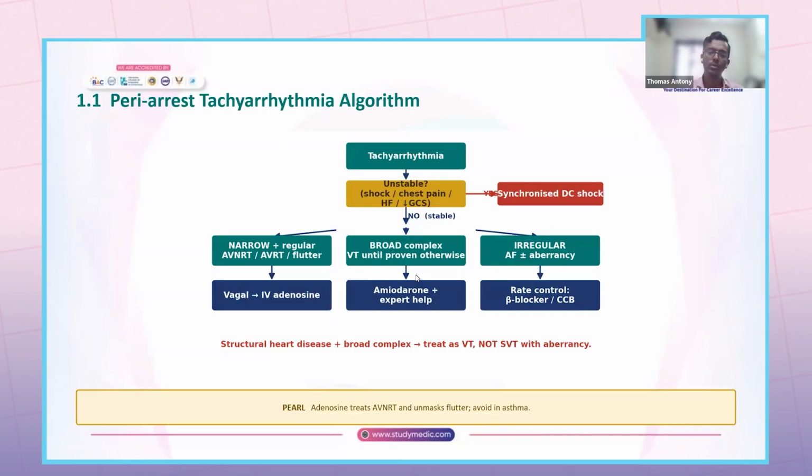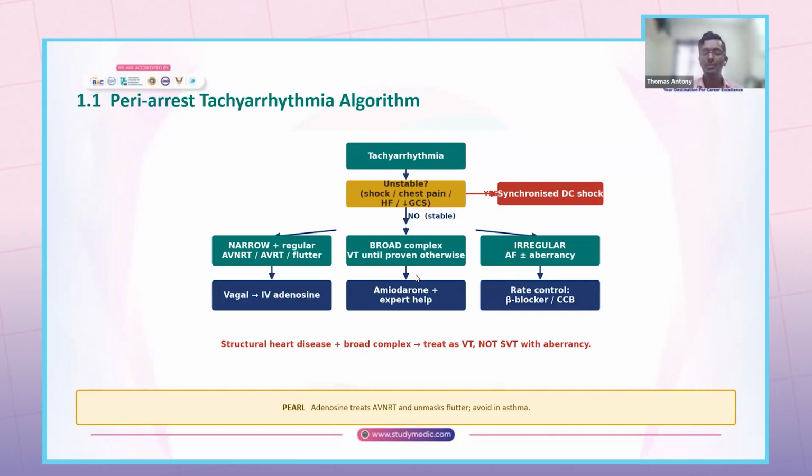Okay. So if it is a broad complex, we know this is ventricular, so VT until proven otherwise. So we have amiodarone, and we have to refer the patient for expert help. Now, if it is irregular, then we are dealing with AF with or without aberrancy. So in such cases, it depends, the details of which we'll be discussing further. So in rate control, we have beta blockers and CCBs.